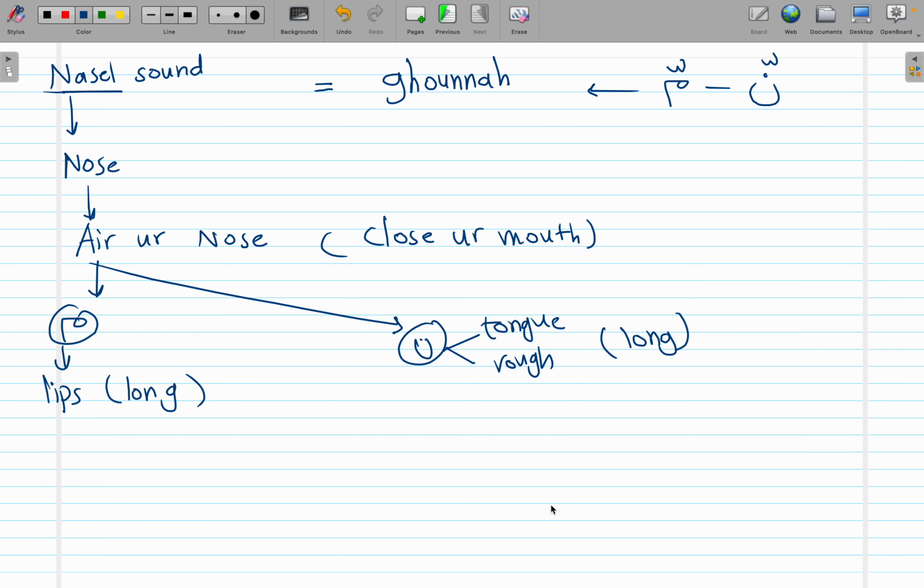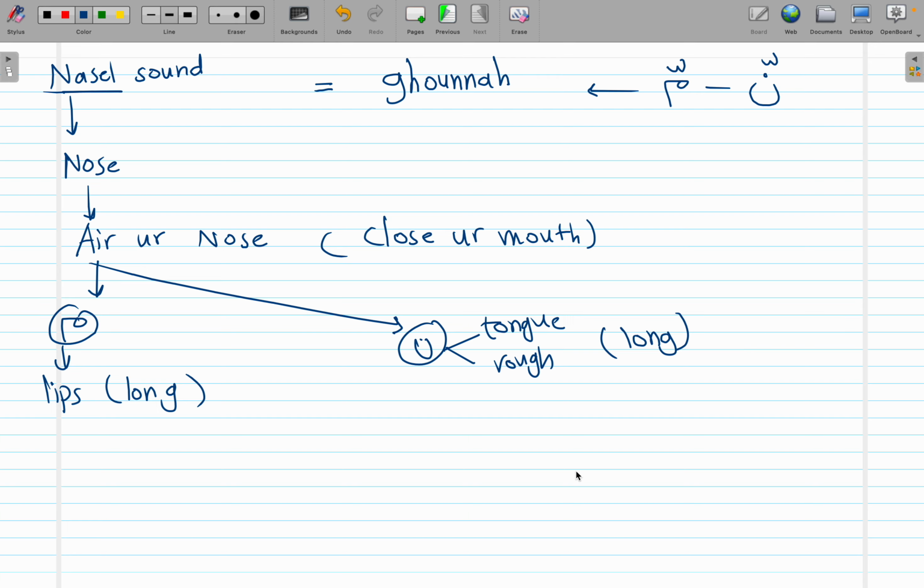I hope you understand that. So again, ghunna is noon with a shadda or meem with a shadda. When you say it in the Quran, you make a nasal sound. How do you apply the nasal sound? You apply it from your nose. How can you make it from your nose? Push all the air to your nose. How? Close your mouth by pronouncing the letters right. To pronounce the meem right, you use your lips. Close it for a long time, and then it's going to be, for example, mm.